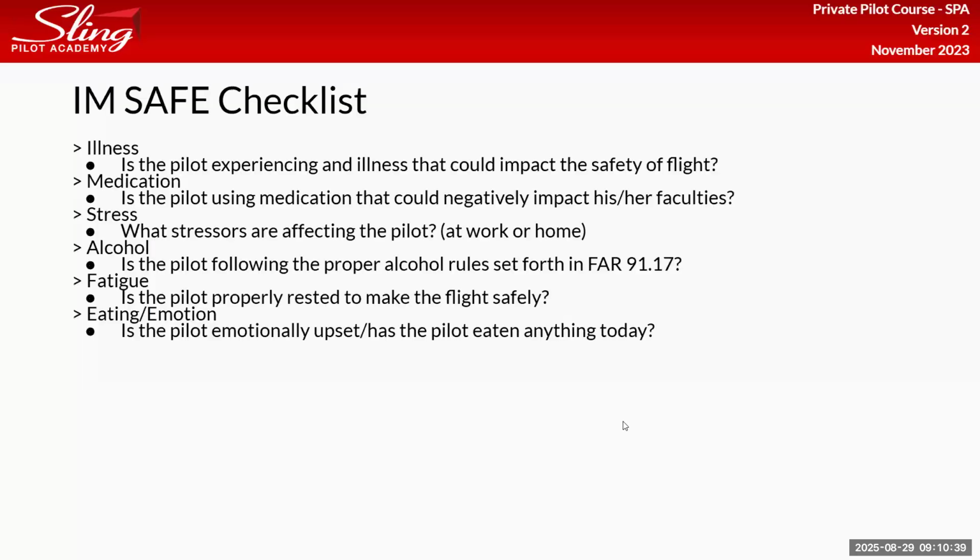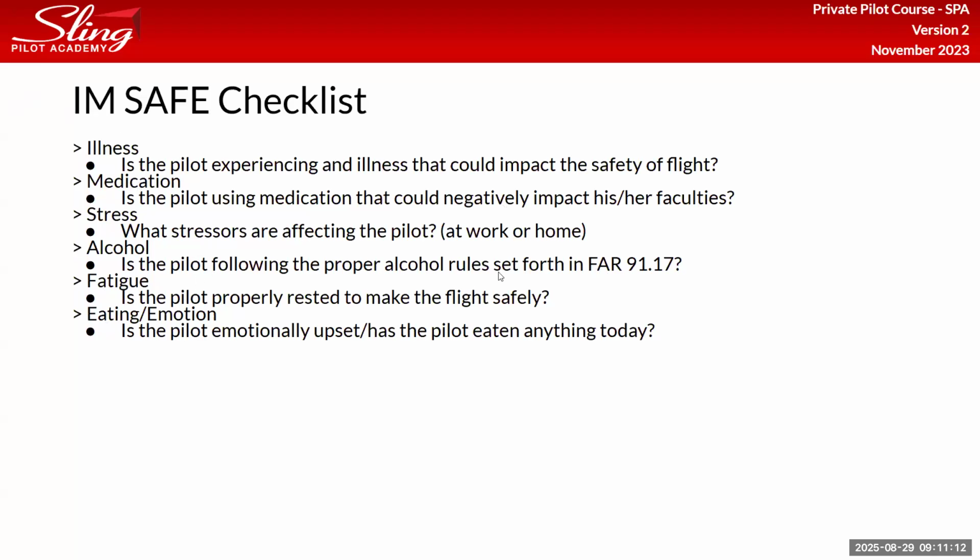So we'll keep going to each of these. The first part of the PAVE checklist is pilot. Underneath that, we're talking about the I'm safe checklist. I'm safe is another acronym where we do illness, medication, stress, alcohol, fatigue, eating. This is just a general overview for checking yourself every time you fly. A lot of it should be self-explanatory. Obviously, if you have been drinking alcohol, you should not be flying.